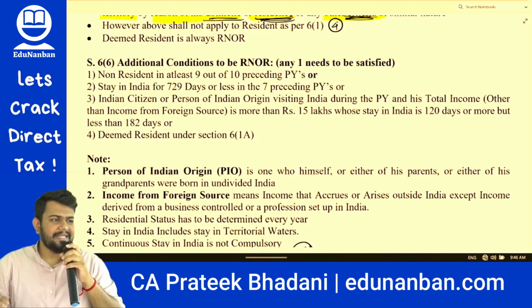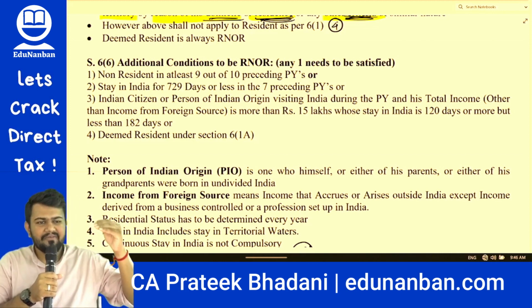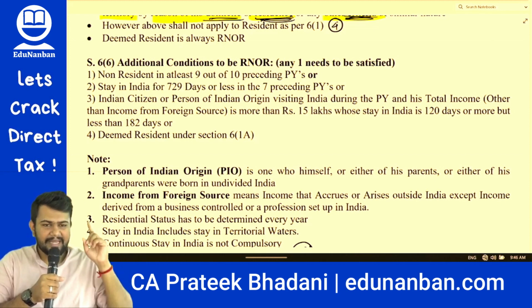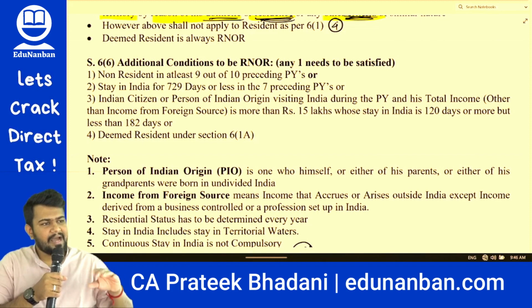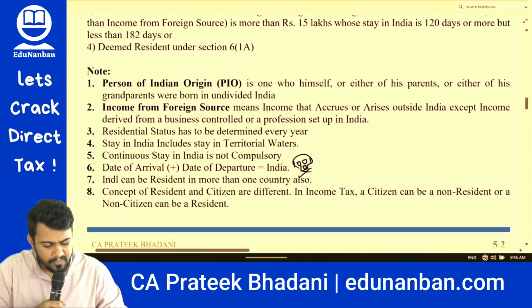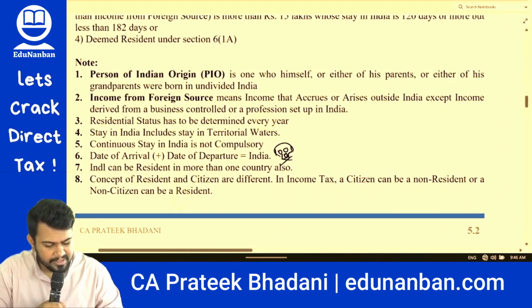And lastly, deemed resident. So if any one of the four conditions is satisfied, the individual will be RNOR. If no condition is satisfied, ROR. Fine. Now some special points. What are the special points?